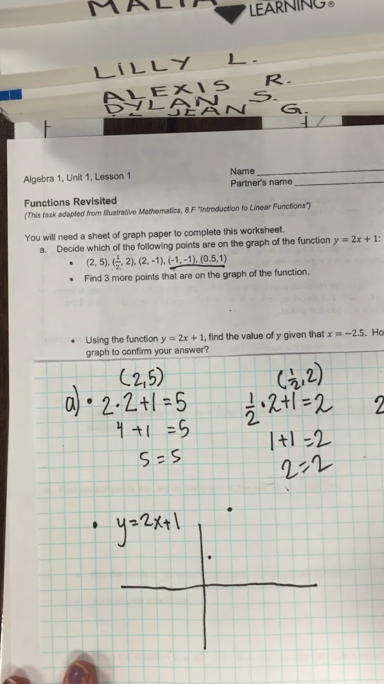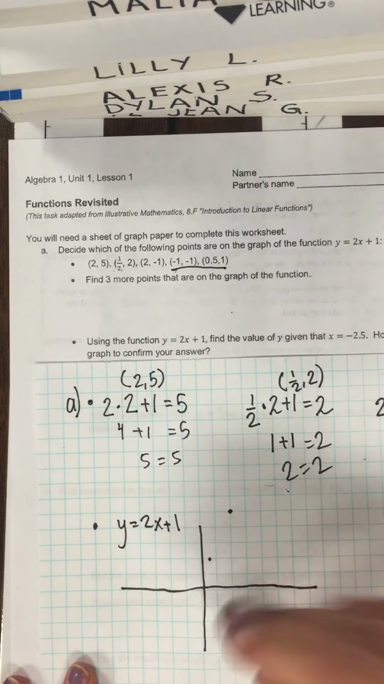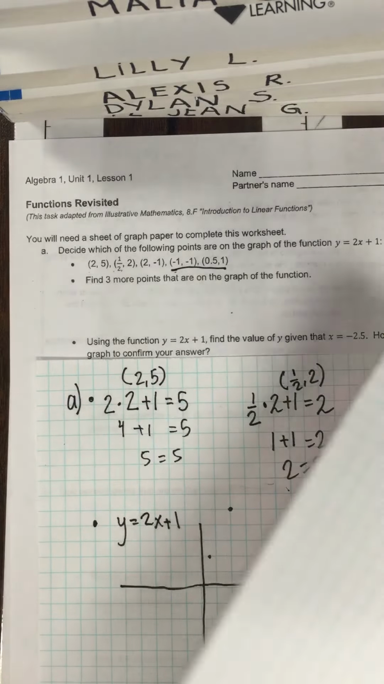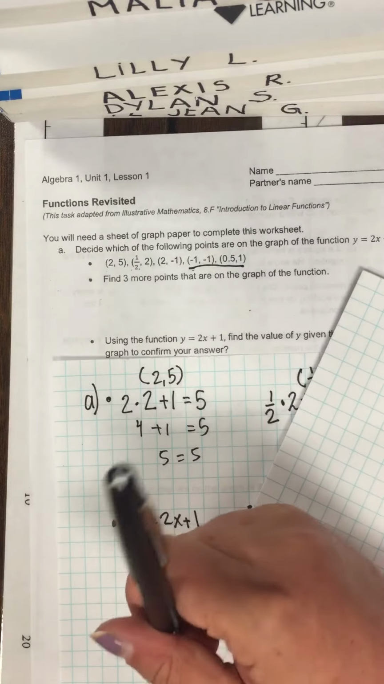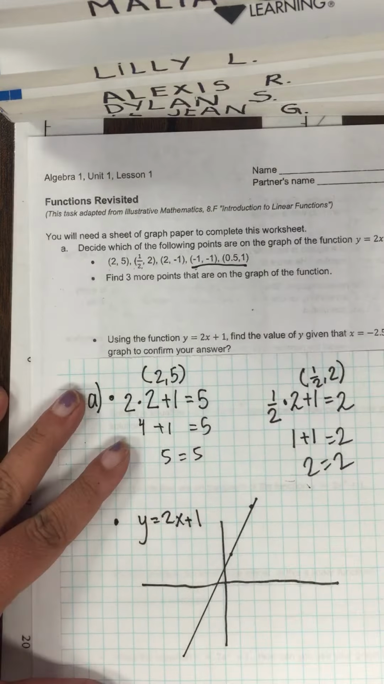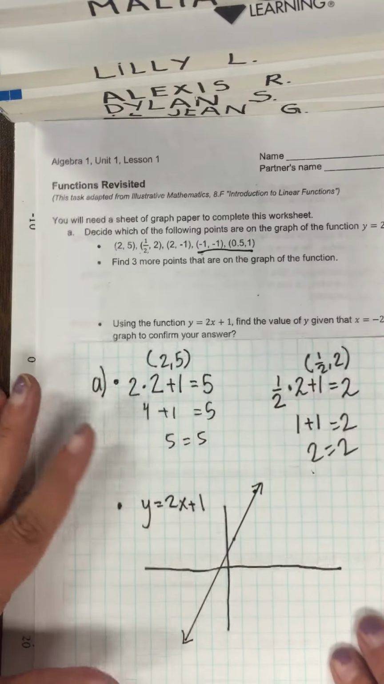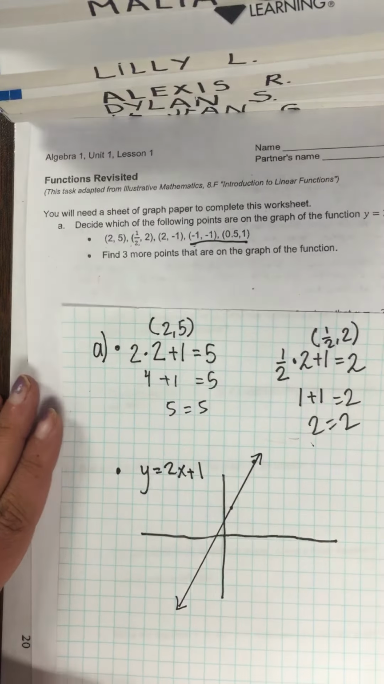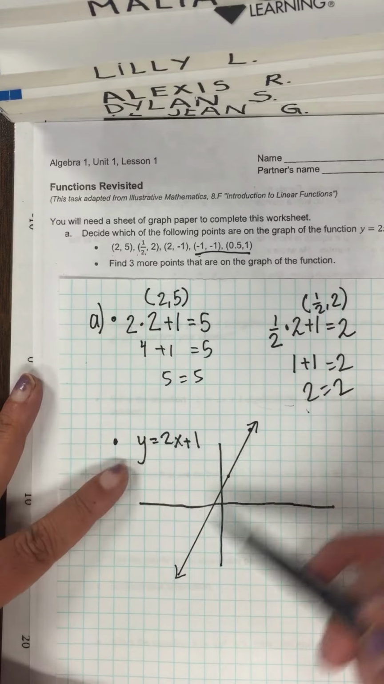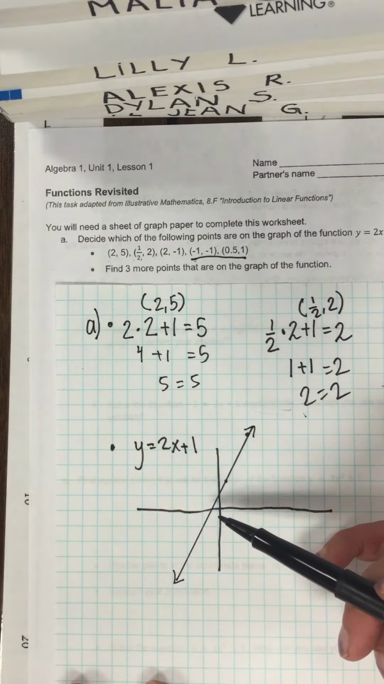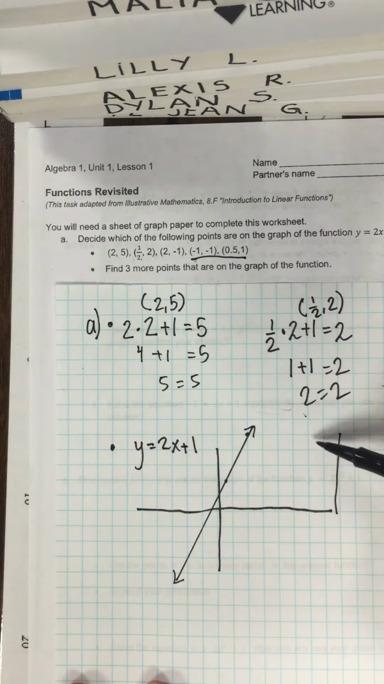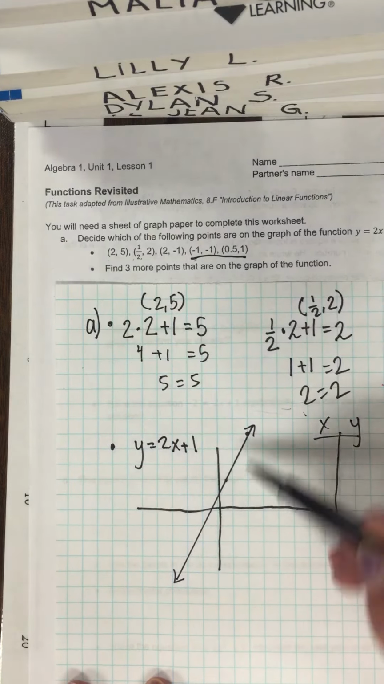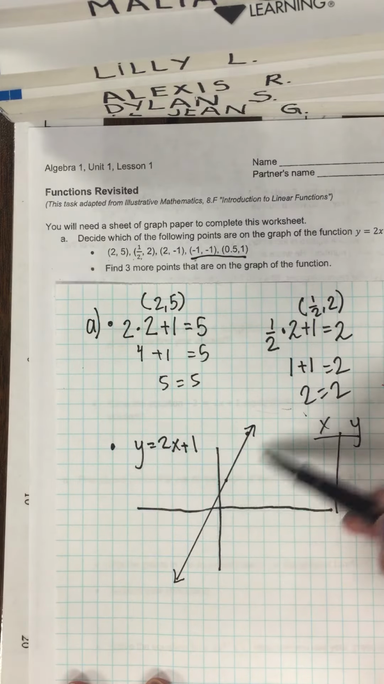We need to decide, when it says 3 or more points, which are going to be on this. This does make a line, and I like to make my line straight. That way it's exact. What other points are going to be on this function? It's quite easy. Don't freak yourself out. Don't overthink it. I know I told one of my classes to use a t-chart for x values and y values.